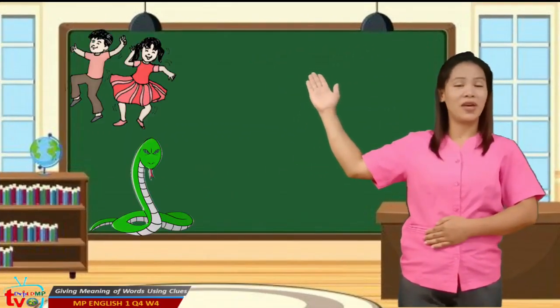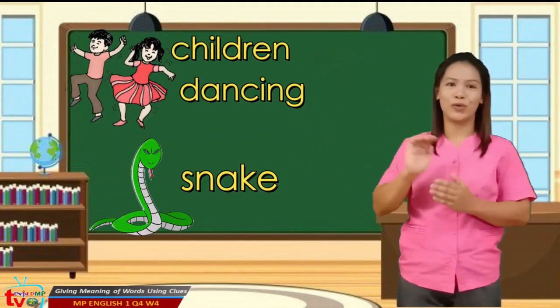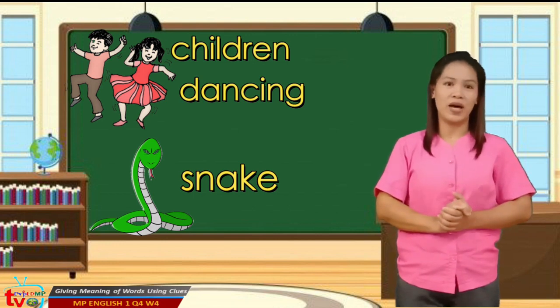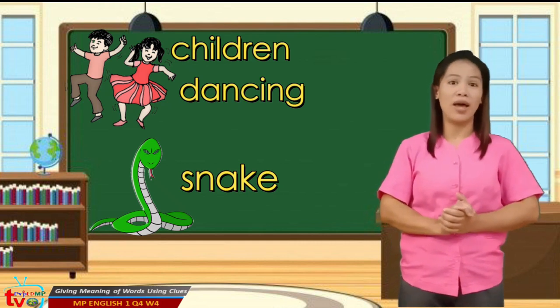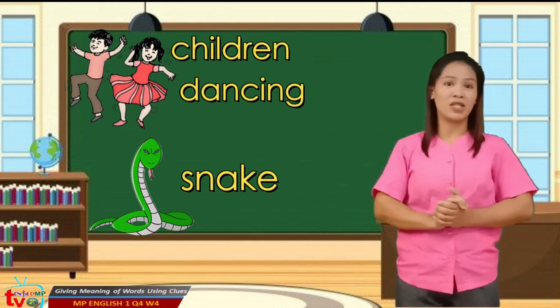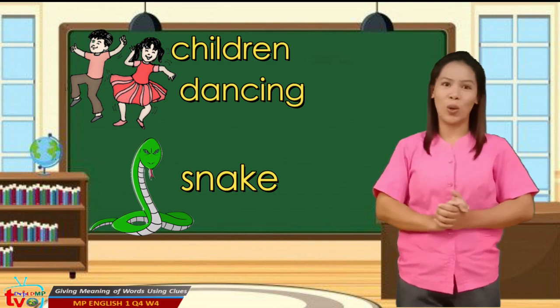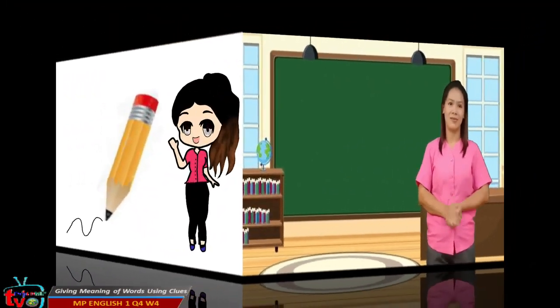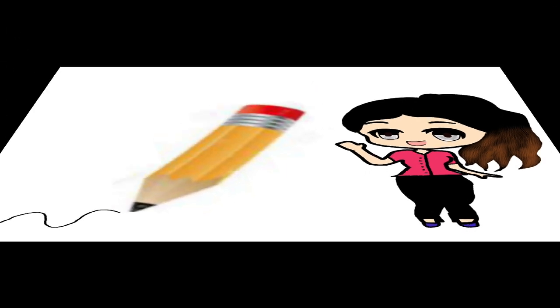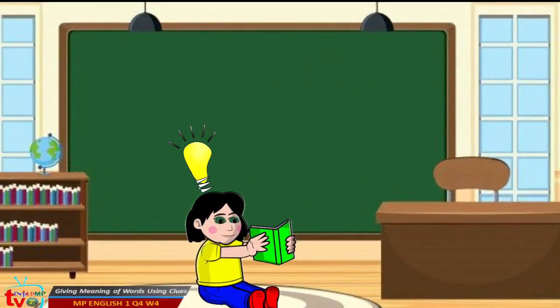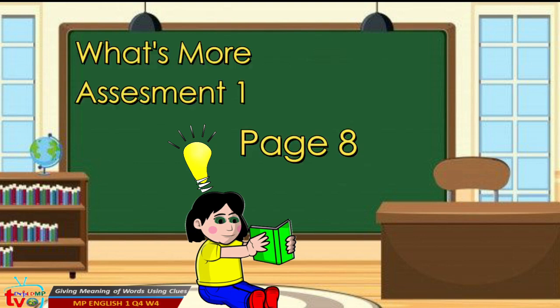Pictures help you give meaning to words. Good readers use picture clues as a strategy to know or recognize words when reading. You can use the pictures or images to decode or to find unknown words and to make meaning. To know more, turn your module to page 8 under What's More Assessment 1.